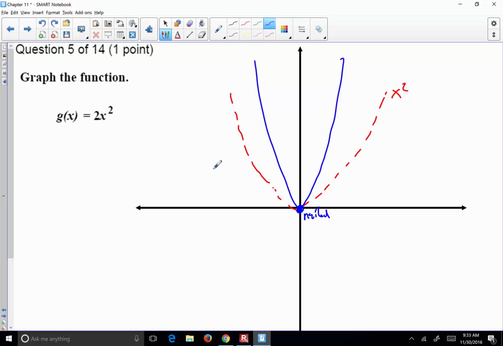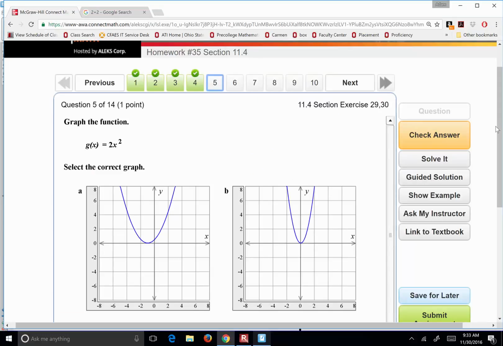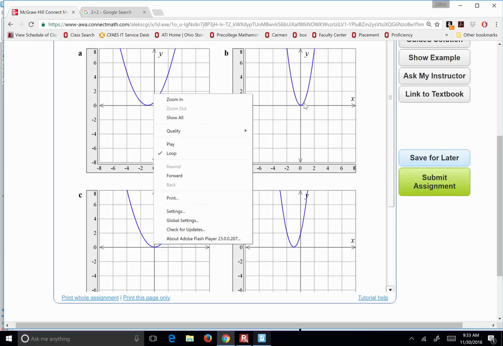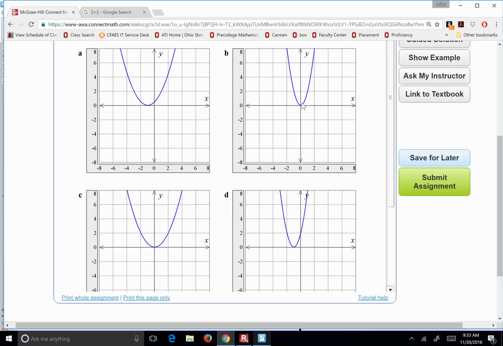So number 5, which one seems the right option? Look, this is shifted. The seed location changed. No. No. This looks wider than the original. This is the real stretching one.